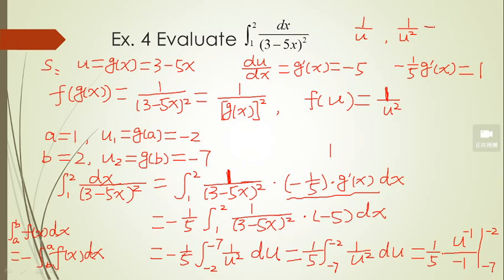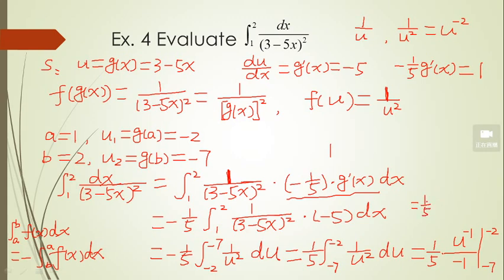1 over u squared, that is u to the minus 2, right? u to the minus 2. So that is also the formula. Then let's continue the calculation here.